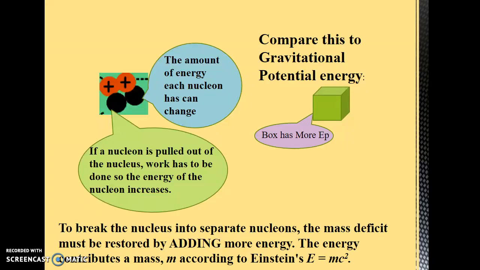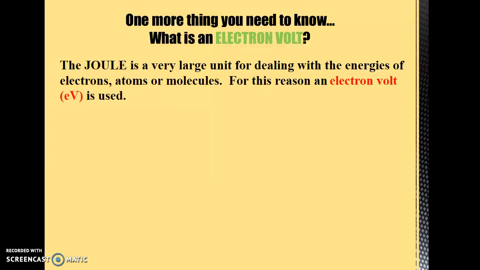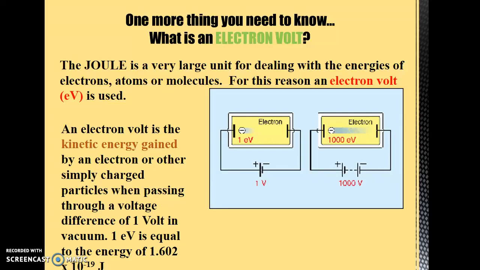Remember, at level 3 we're looking at mass and energy conservation. It's no longer just mass conservation or energy conservation, it's now mass-energy. So energy can become mass and mass can become energy. According to Einstein's E equals mc squared, we can relate those two things. I've just put this in here, the electron volt.